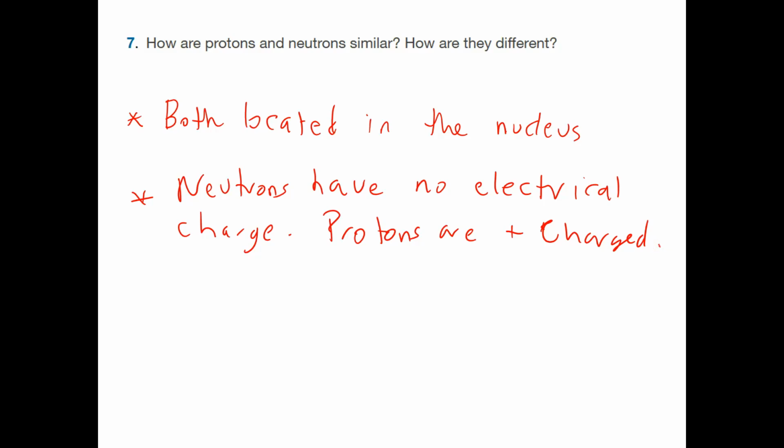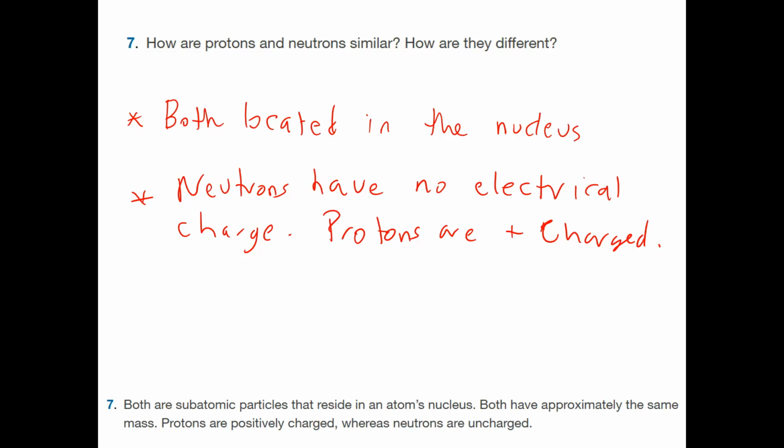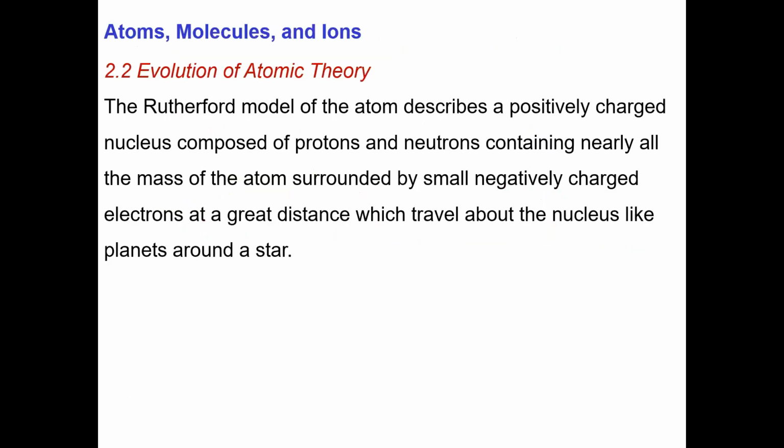Okay, so let's see what the answer key tells us. It says both are subatomic particles that reside in an atom's nucleus. Got that. Both have approximately the same mass. Well, we didn't say that, but okay. Protons are positively charged, whereas neutrons are uncharged. Perfect. Okay, so that concludes section 2.2, which basically describes the development of the Rutherford model of the atom.